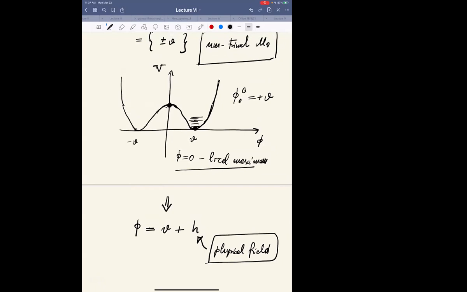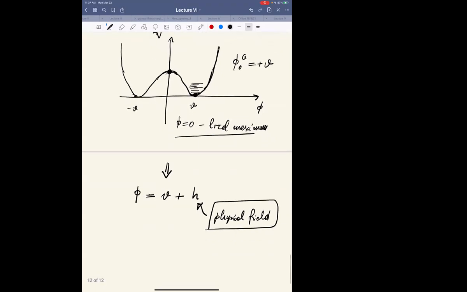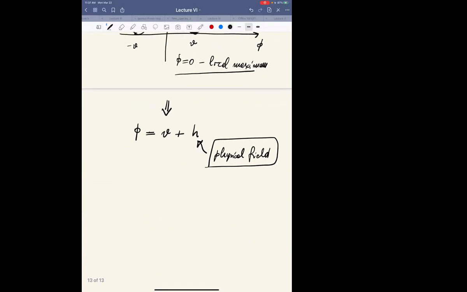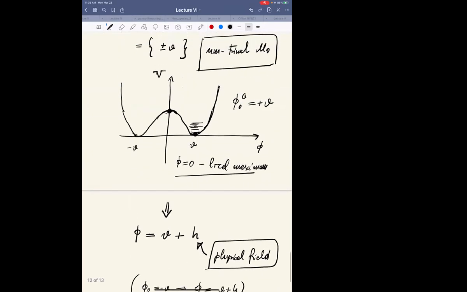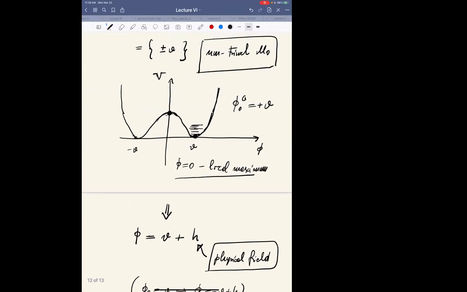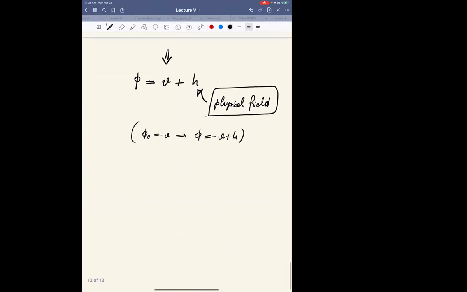If you choose, of course, minus V, you will then perturb around minus V. So it's a side remark. If you choose phi zero to be minus V, then you would write phi equals minus V plus H, and everything will go through. Since the situation is symmetric, of course, physics cannot depend on which point I take. You can imagine this as some kind of left-right symmetry. If there is a symmetry between left and right, then of course it's just a question of name, what I call left and what I call right, as it is in this case.